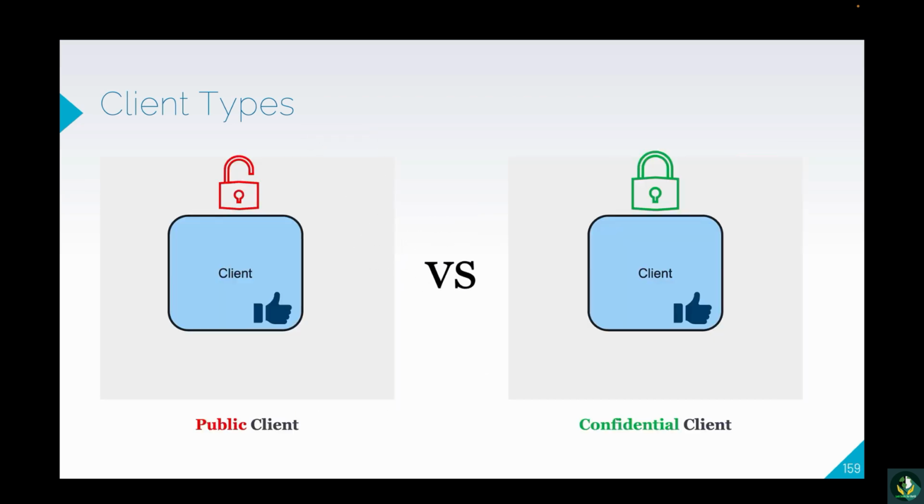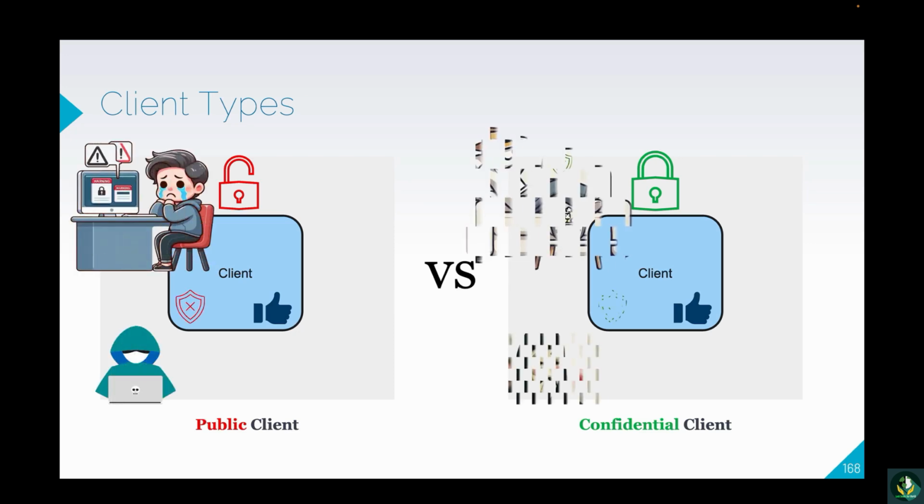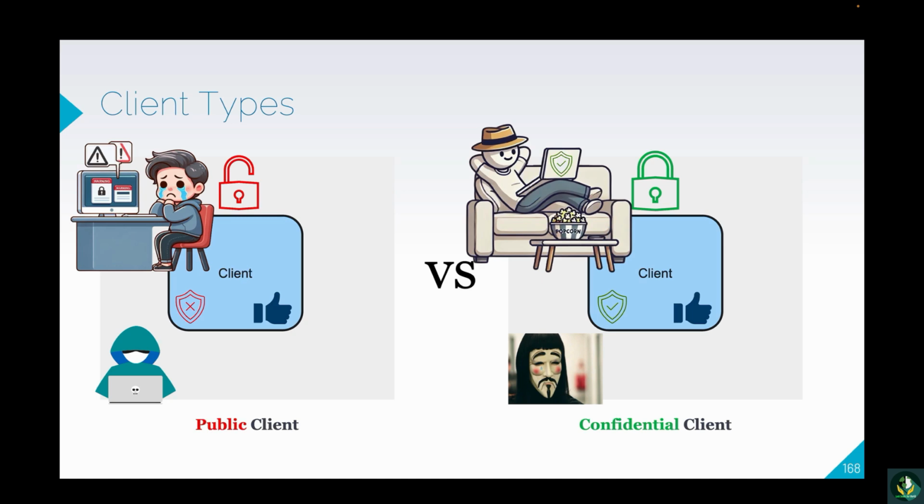So the key difference between these two client types lies in where they run and who controls the environment. Public clients run in environments controlled by the user, making them less secure and more prone to interception. Confidential clients, on the other hand, run in environments controlled by the developer, allowing for secure credentials management. In our next lesson, we will explore how OAuth 2 scopes help define what data an application can access and how they limit permissions to keep resources secure.